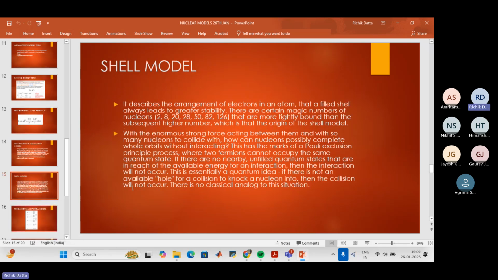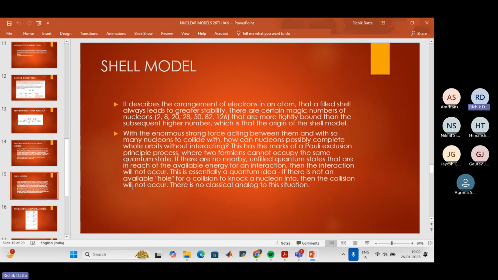So what is the shell model? It describes the arrangement. We can easily describe the magic numbers from the concept of the shell model. The arrangement of electrons in an atom that is filled in a shell always leads to greater stability. There are certain magic numbers of the nucleus, 2, 8, 20, 28, 50, 82, 126, that are more tightly bound than the subsequent higher number, which is the original condition of the shell model.